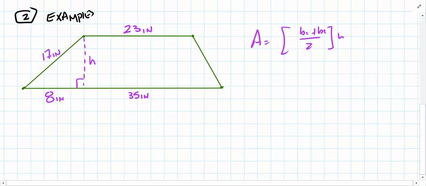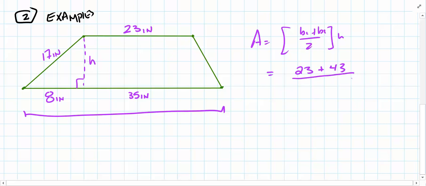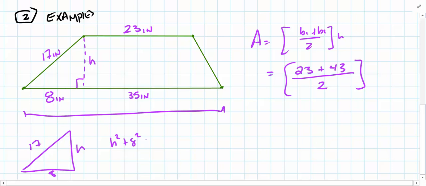Do we have the bases? Yeah, we do. Base 1 is 23. What's base 2? It's 43, because it's the entire length of this thing, the 8 plus the 35. So I'm going to have 23 plus 43, all divided by 2, and then I need to multiply that by the height. The height I don't know, but I can find it through the Pythagorean theorem, because that's an 8, that's an h, and that's 17. So h squared plus 8 squared equals 17 squared.